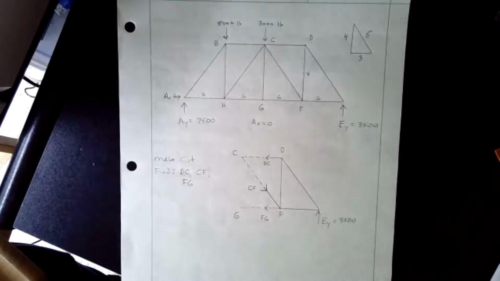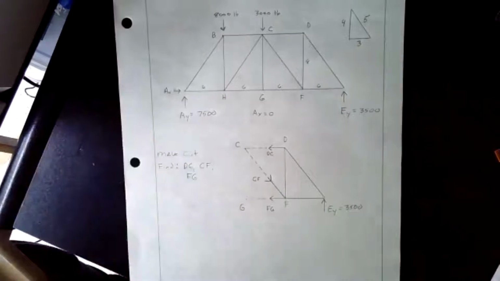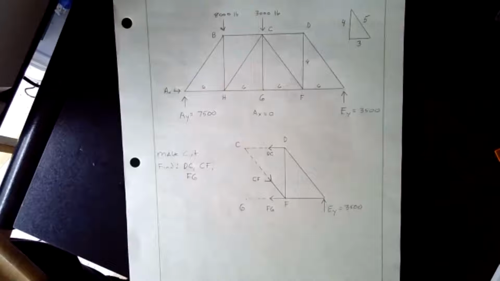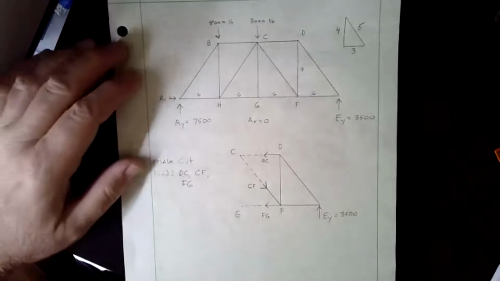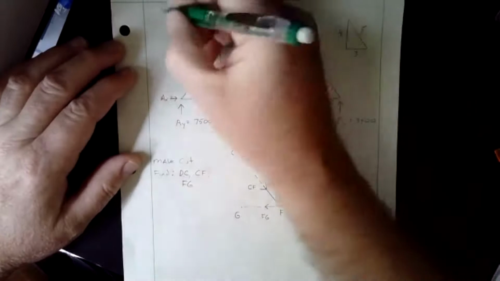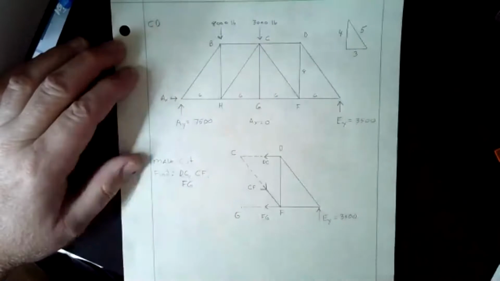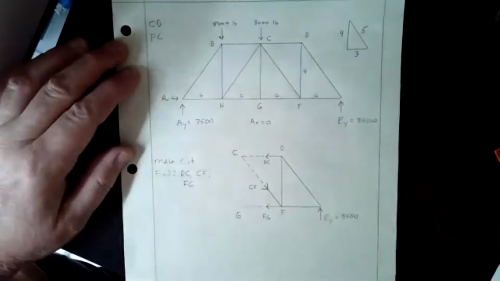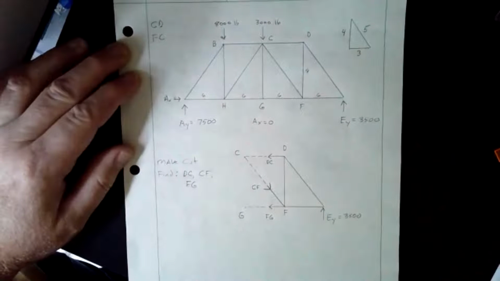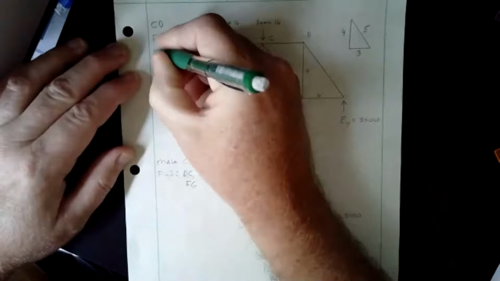All right. So the thing with method of sections is where and when do you make a cut? When you make your cut, it's based on what members you're looking for. So in this case, what are we looking for? We're looking for CD and we're looking for FC, and it doesn't matter if you call it DC or CF. And then we're looking at FG.